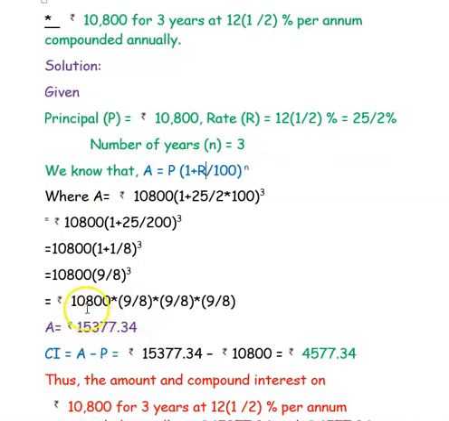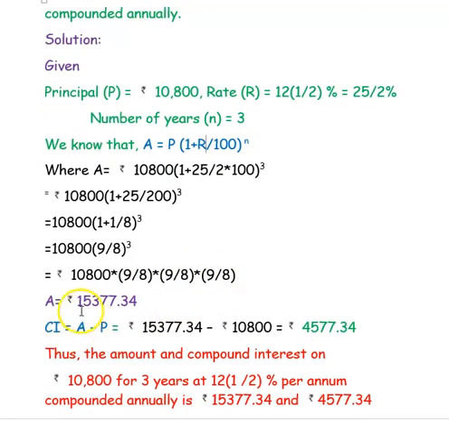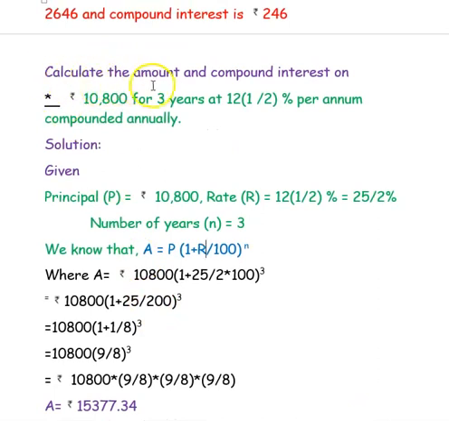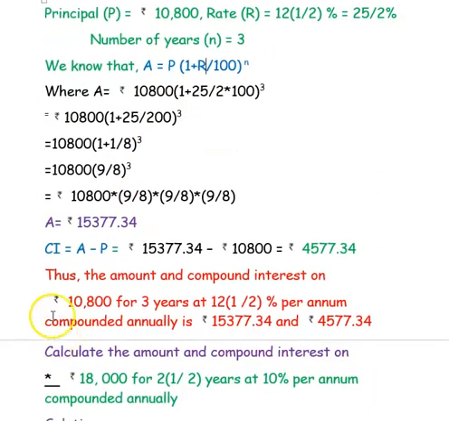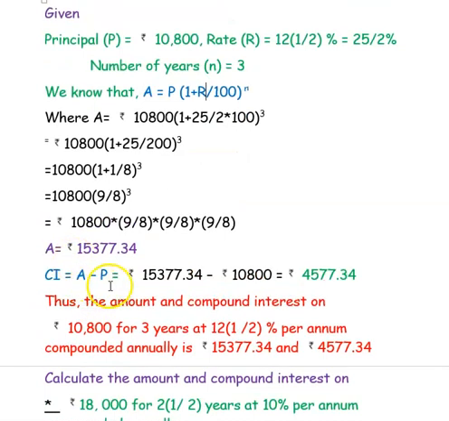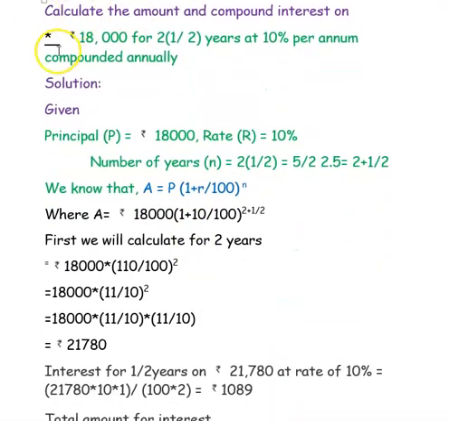So now we can write it as 10,800 into 9 divided by 8 into 9 divided by 8 into 9 divided by 8. If you simplify, you will get the amount to be rupees 15,377.34. Now we want to find the compound interest. We know that compound interest is equal to amount minus principal. So the amount is 15,377.34 minus the principal amount 10,800. So the interest will be rupees 4,577.34.